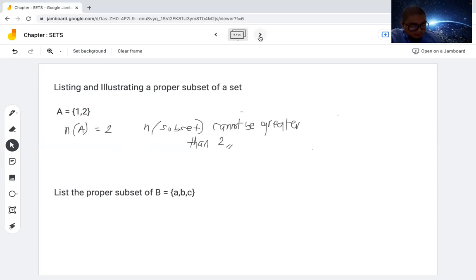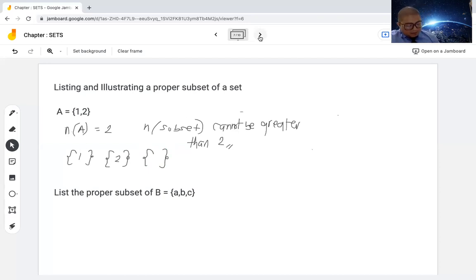So let's say, for example, if set A got elements of 1 and 2, then that means a proper subset of A can be equivalent to 1, or it can also be equivalent to 2. Or other than that, it could have an element that is said to be an empty set. Okay, so empty set, it will always be a proper subset of any given set.